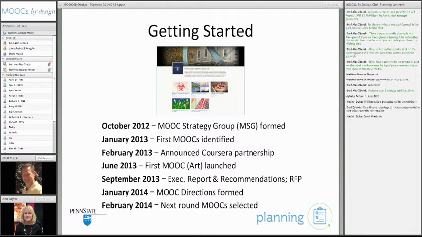And in February, kind of parallel to that, we did select the next round of MOOCs, another 3 MOOCs that we were developing from scratch, as well as several MOOCs that we will offer again, including our Maps and the Geospatial Revolution MOOC. So I just wanted to set that stage, and Matt, I'll turn it over to you, and we can start diving into the planning process.